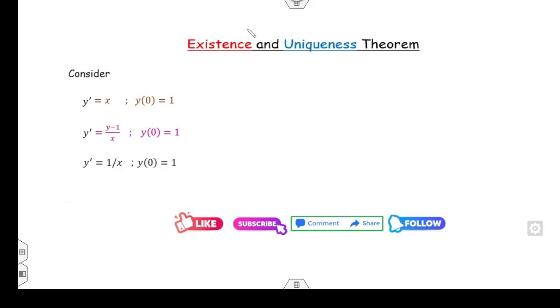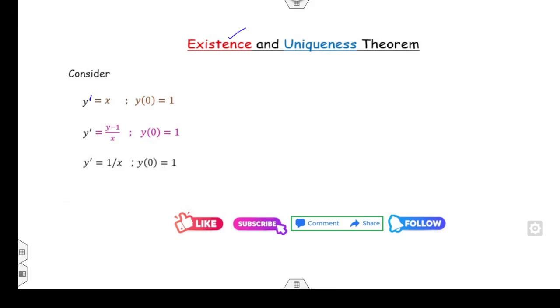We will see what is the existence and the uniqueness of the first order, first degree differential equations. After that, I will also explain what is the existence and the uniqueness of the second order differential equations. But right now, this lecture is limited to the first order differential equations.